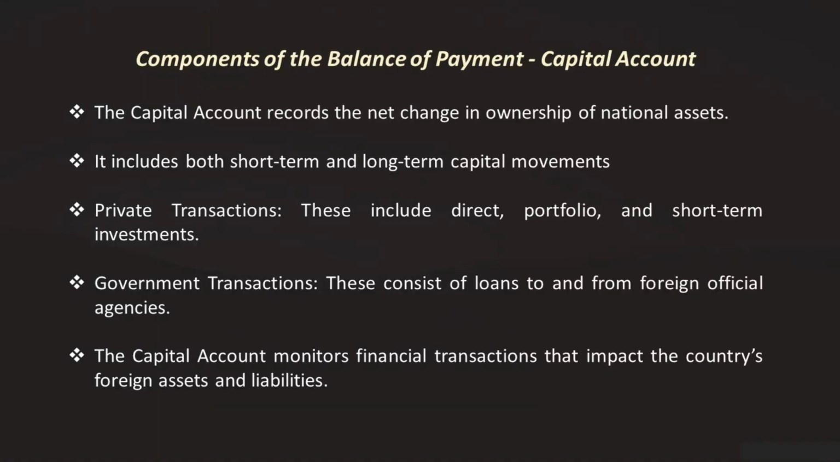Now, after discussing the first component of balance of payment, we will discuss the second important component, that is the capital account. Now, what is the capital account? While the current account reflects a nation's net income, the capital account records the net change in ownership of national assets. That is why it includes both short term and long term capital movements.